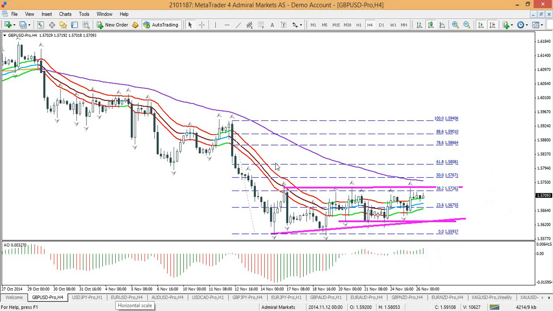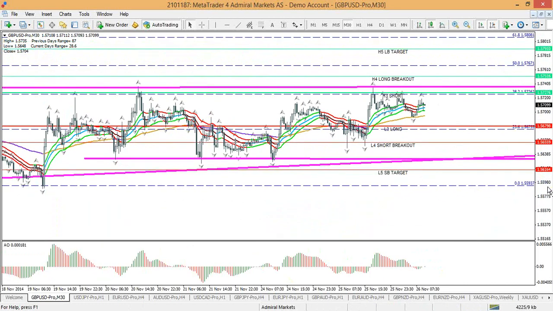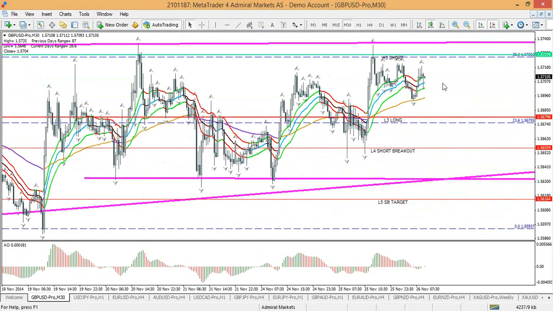Otherwise, I really don't have much to add on the pound dollar. Just thinking, let me check the Camarilla here. You see, price is already pretty far away from the bottom of the wedge. So before we get to the bottom of the wedge, you're already at L5. That's a bit of a problem for the downside from an intraday perspective. But it could always accelerate through that. But it is hanging quite high against this resistance.